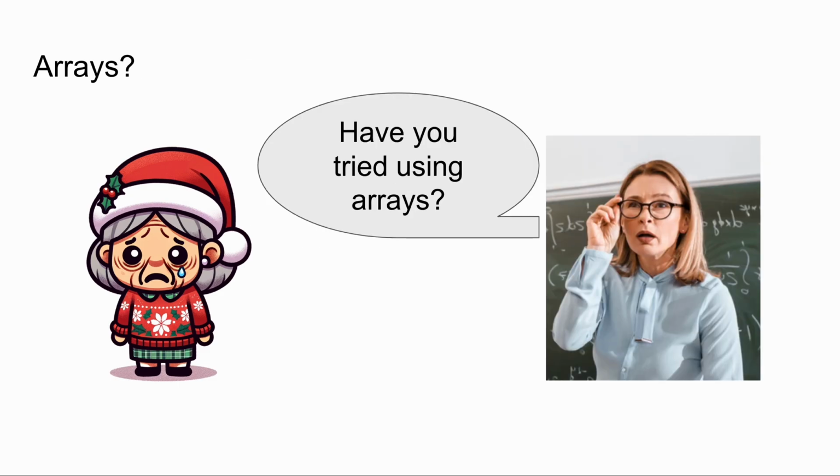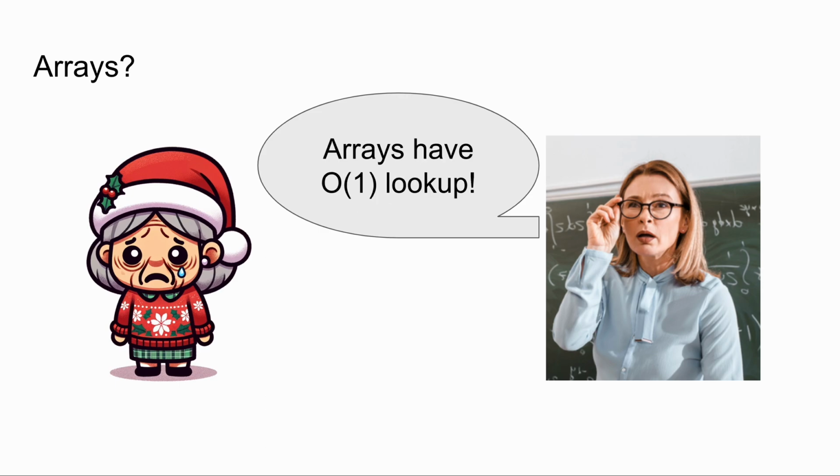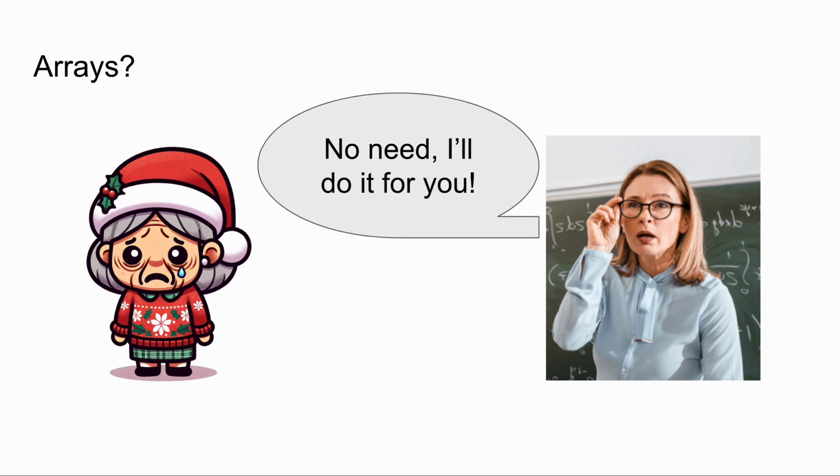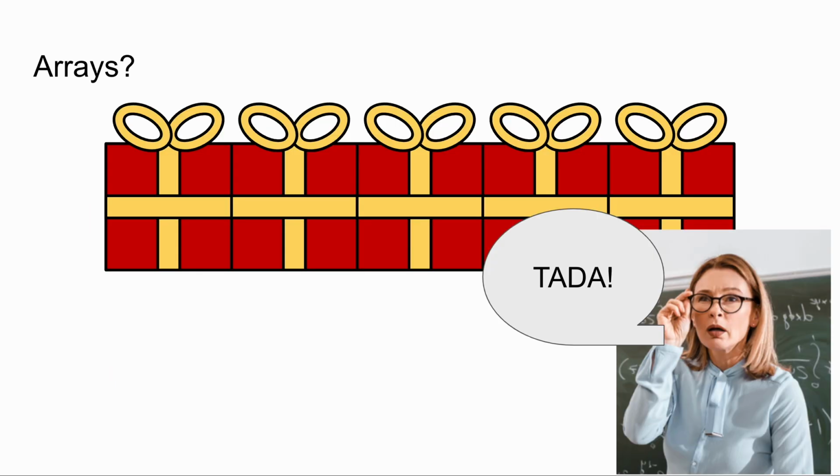Ida comes over and suggests to Grandma, "Have you tried using arrays? Arrays have O of 1 lookup." This sounds pretty enticing to Grandma, so she says, "No, but I'll give it a shot." Then Ida says, "No need, I'll do it for you." That night, Ida goes home and fixes up an array for Grandma. The next day, Ida brings Grandma a present, an array of ordered pairs telling Grandma which grandchild wants what.